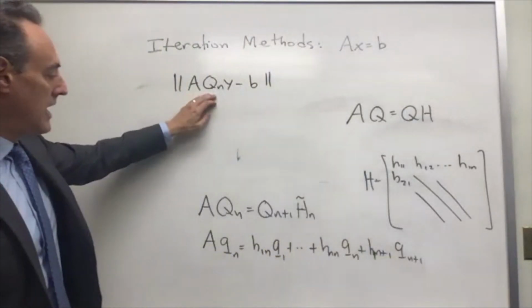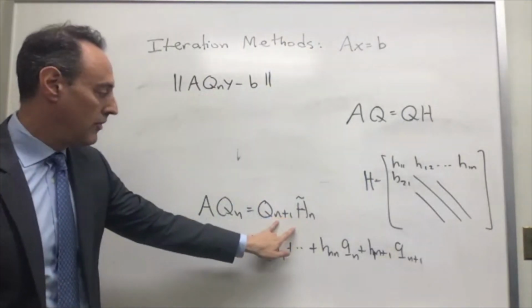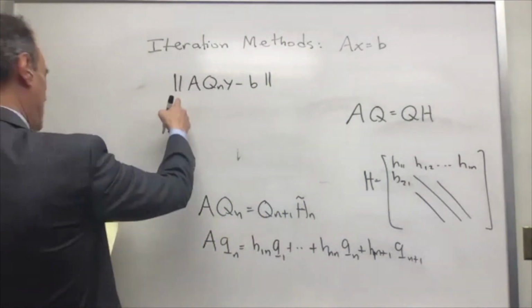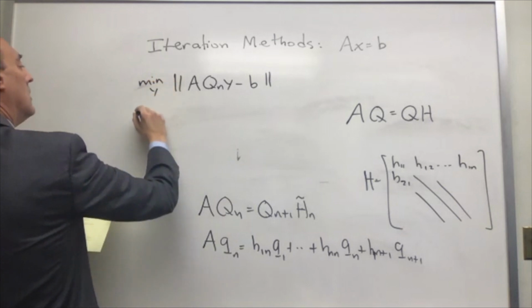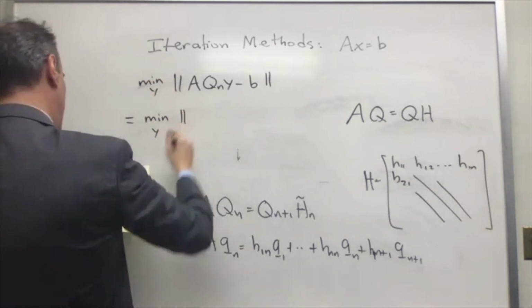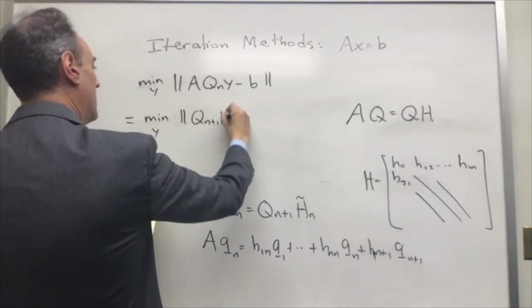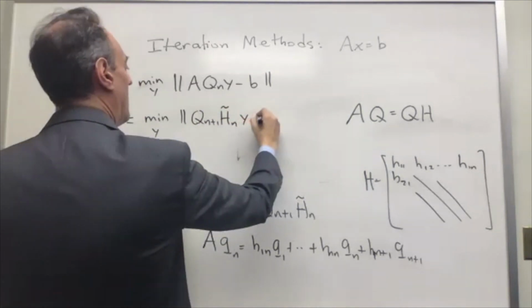Well, A of Q of n is actually Q of n plus 1 H of n. So when I come back to here, I'm saying I'm going to minimize this over y. This A of n, Q of n is now Q of n plus 1, times this nth Hessenberg form, y minus b.